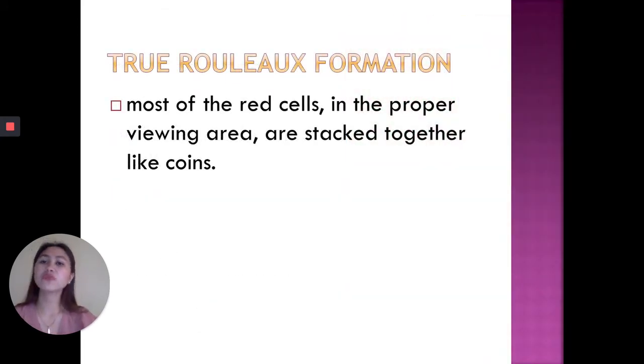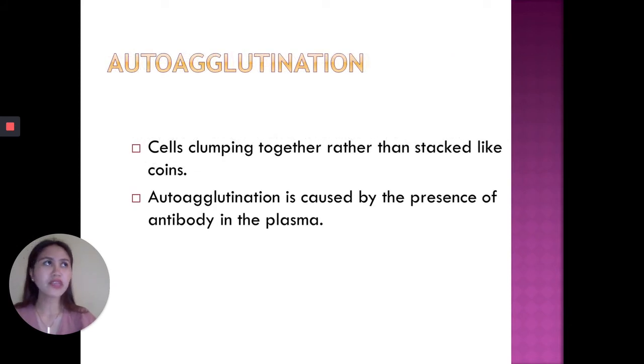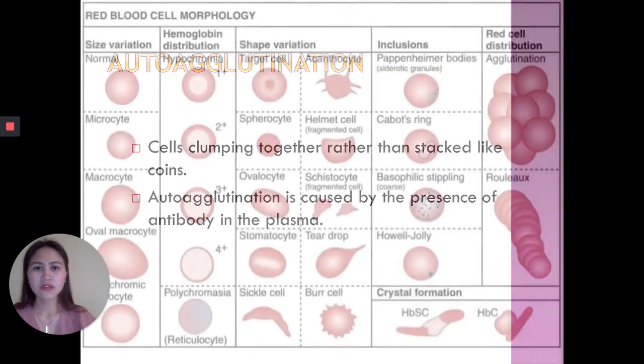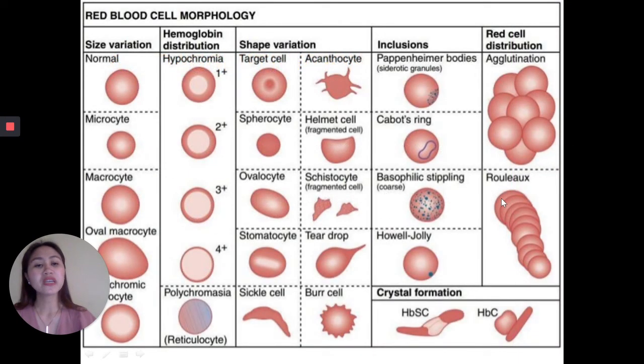Now we have rouleau formation or true rouleau formation. True rouleau formation is mostly composed of RBCs, in a proper viewing area, and it looks like a stack of coins. So I think you have an idea already of what is rouleau formation. Can I move forward so that you can look? This one is a rouleau formation. Those are RBCs that look like a stack of coins. Okay, so going back.